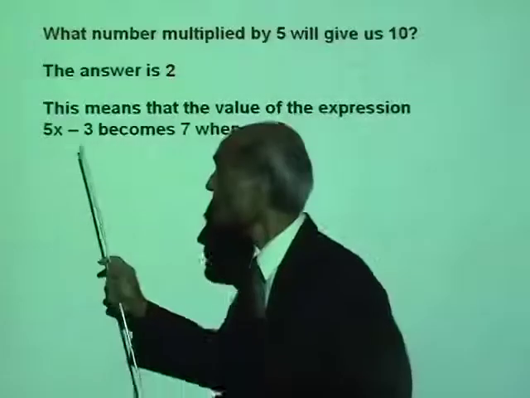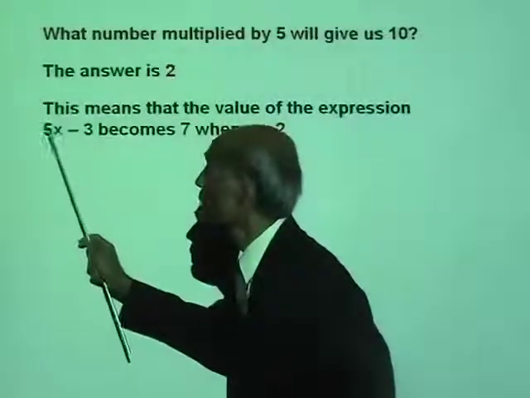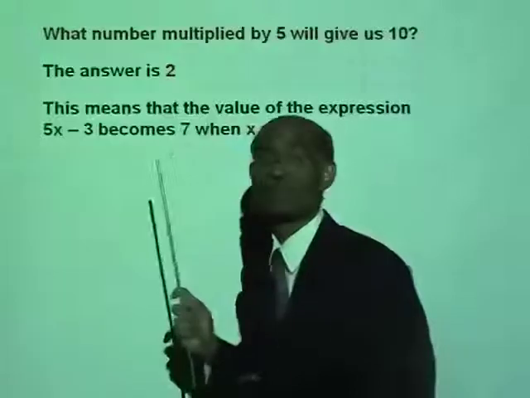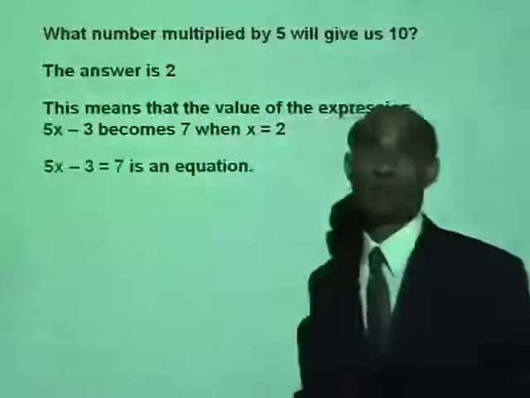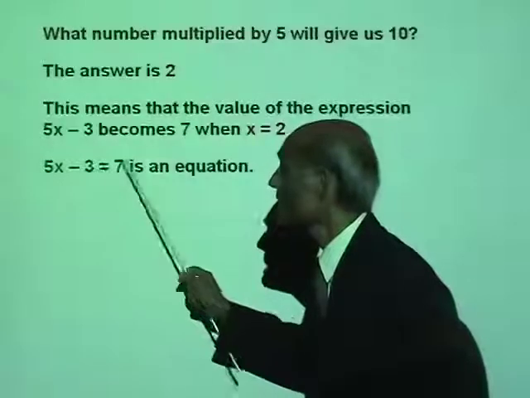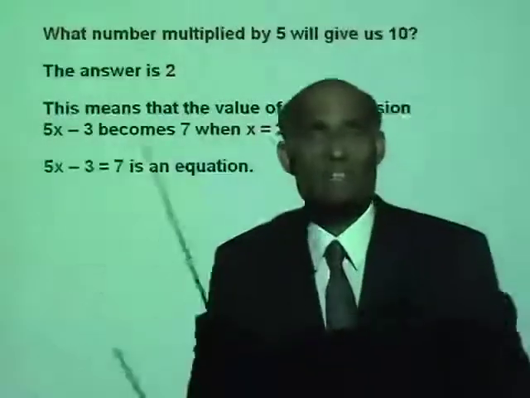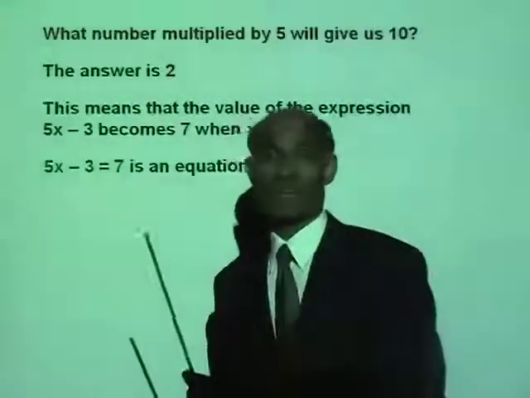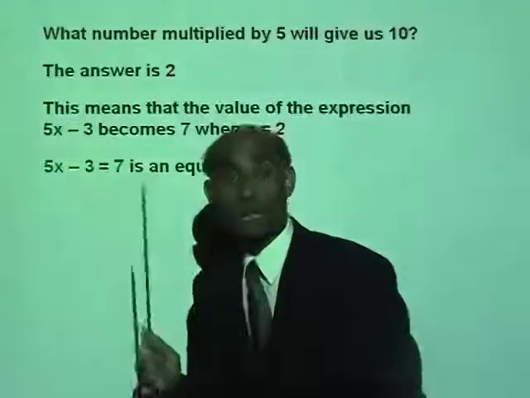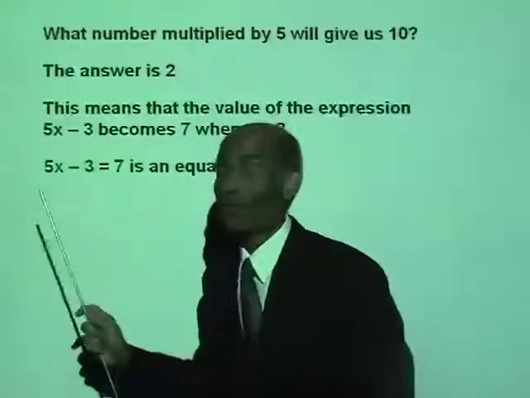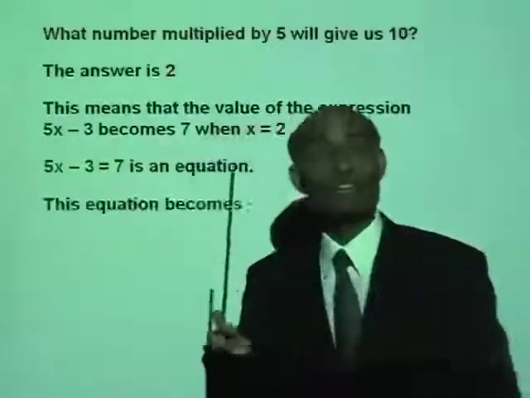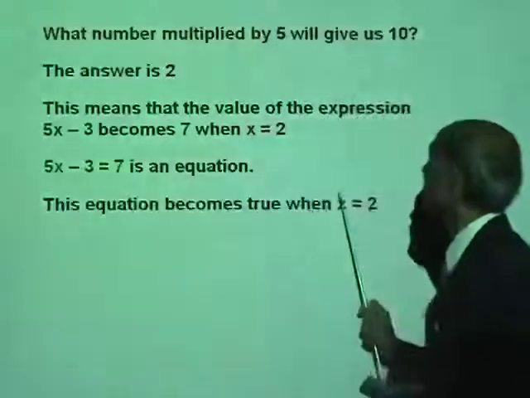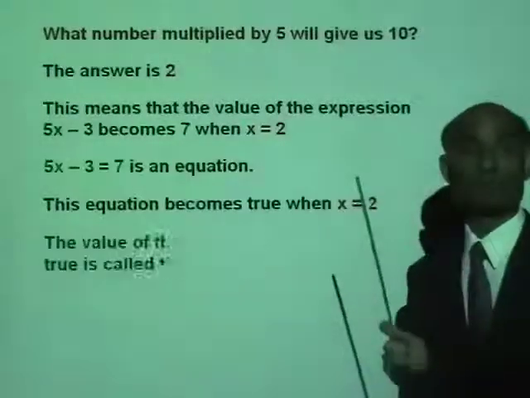Do we go back and try it? When x equals 2, 5 times 2 is 10. 10 minus 3 is 7. Is that right? Okay. Now, 5x minus 3 equal to 7 is an equation. It has a left side and a right side. And this equation becomes true only when the value of x is 2. This equation becomes true only and only when the value of x equals 2.